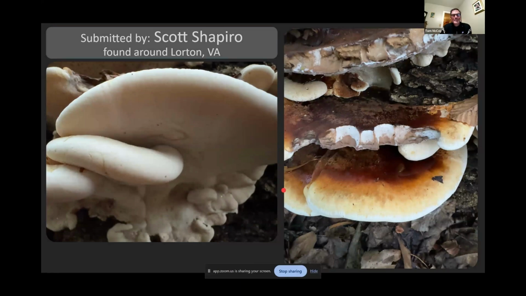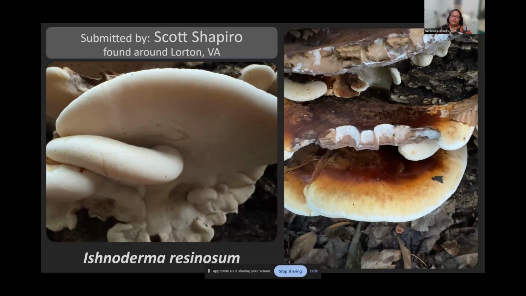Thank you. So, here is another one from Scott Shapiro. Scott, you are trying to make us hungry, aren't you? This is Ischnoderma resinosum, otherwise known as the resinous polypore. Within the polypores, there are many, many species that tend to be very woody and tough, so they're not edible. But Ischnoderma resinosum is one of the exceptions.